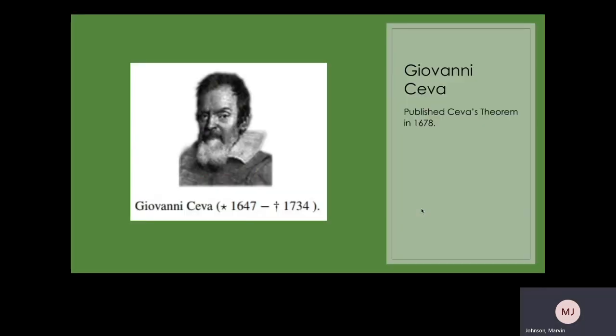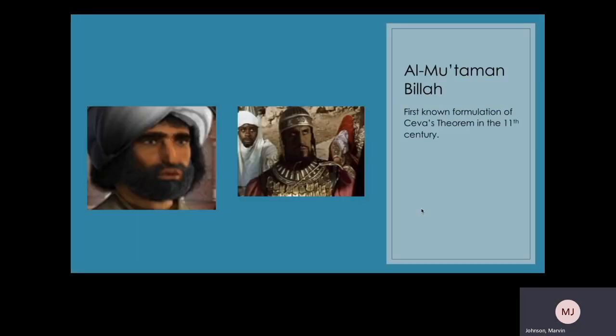Now, Ceva's theorem and Cevians are named after this guy, Giovanni Ceva, an Italian mathematician who published the theorem in 1678. But I think it's important to give credit to the true earliest known discoverer of the theorem, and that is Al-Mu'taman. And he, forgive me if I butchered his name, was a scholarly king who ruled in Spain from the years 1081 to 1085, so that's the 11th century.